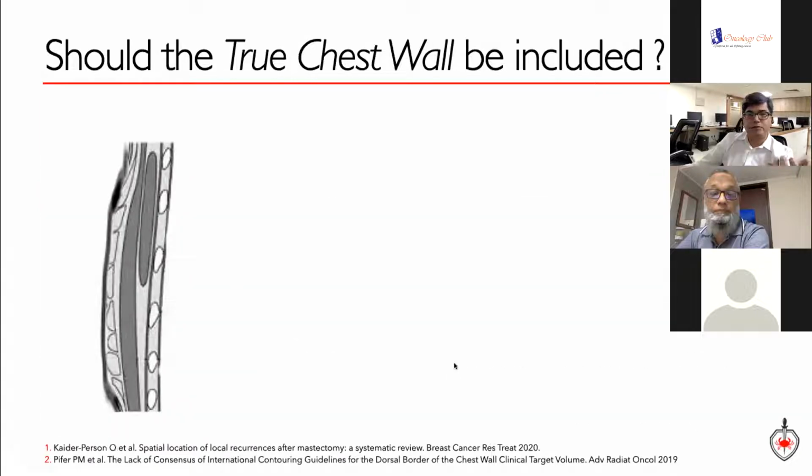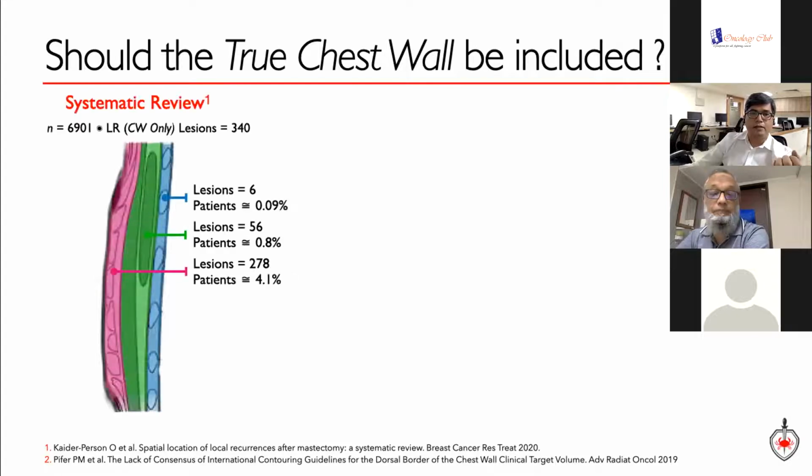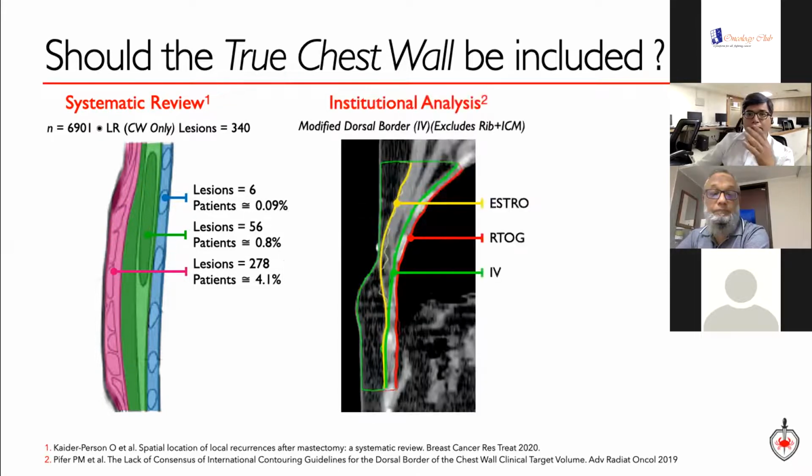So coming to the true chest wall, should it be included in our volumes? So this is a standard diagram: skin, subcutaneous tissue, the pectoralis major, the pectoralis minor, the ribs, and the intercostal muscles. And in a very interesting systematic review by Orit Kaider Pearson, in which they found about 6,901 patients in their own data set, they found that there were only about 6 lesions, that's 0.09% of this entire data set, that actually had a local recurrence in the ribs and intercostal muscles. 0.09%. You can round that up, it becomes 0.1%. That's about 1 in 1,000 patients. And everything else was anterior to this. Still low, about let's say 4% to about 1%, but 0.1%. Think about that number.